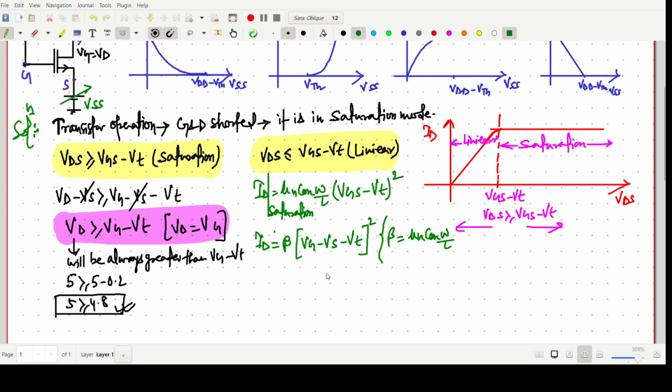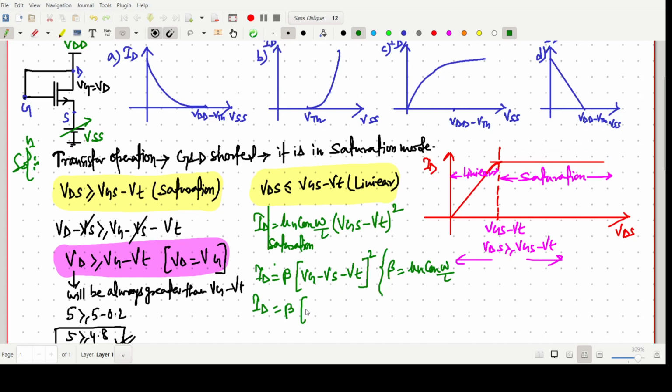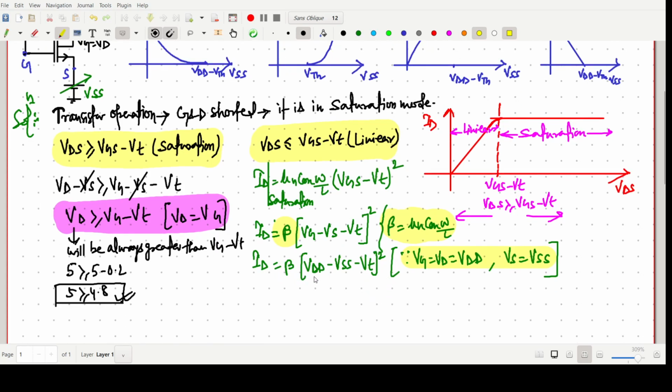Now the drain current ID will be beta times (VG minus VS minus VT) whole square. VG is the same as VD and it is connected to the supply VDD, so VG is VDD, and our source voltage VS is simply VSS. It is a very important point, so I am highlighting it again. Beta is written in place of mu n Cox W by L. So now the equation is ID equals beta times (VDD minus VSS minus VT) whole square.